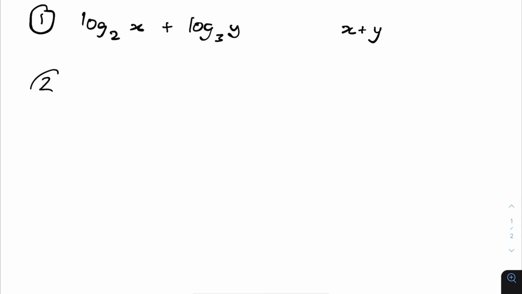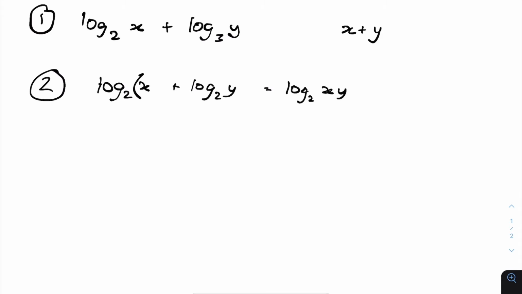Okay, and rule number 2. When you have something with a common base, like log 2 x plus log 2 y, that's equal to log 2 xy. You multiply the things in this position over here. The bases remain the same.